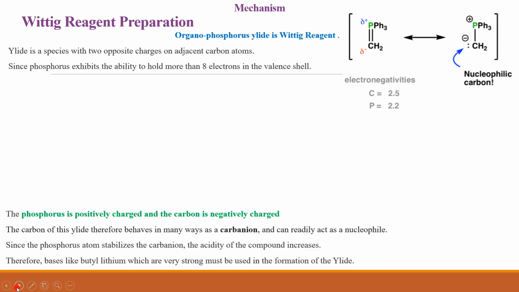Now let's see what exactly it means. Here in this reaction, the mechanism is divided into two parts. The first step is preparation of the Wittig reagent. This organophosphorus ylide is called a Wittig reagent. This is your Wittig reagent. So how is it prepared?